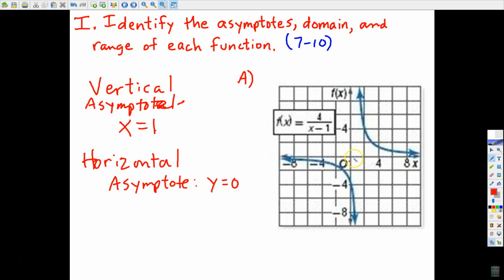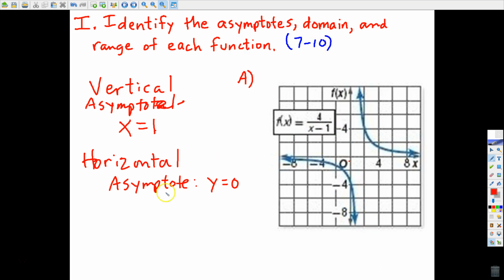The reason why looking at the graph might be a little misleading is because these are not in units of 1. So it's kind of hard to tell, okay, well, what exactly is that? But you can tell exactly by looking at the function. That's a horizontal asymptote, y equals 0, and vertical of x equals 1.